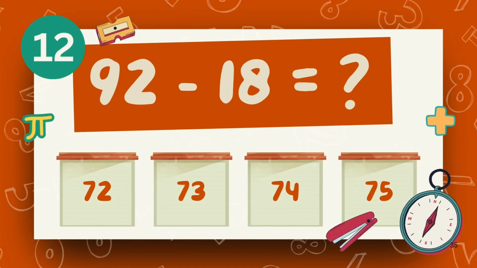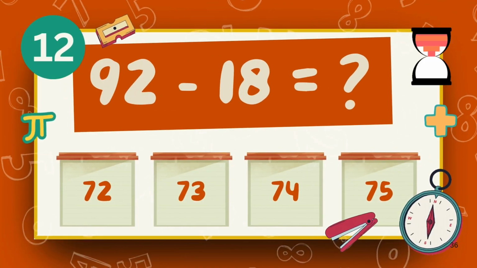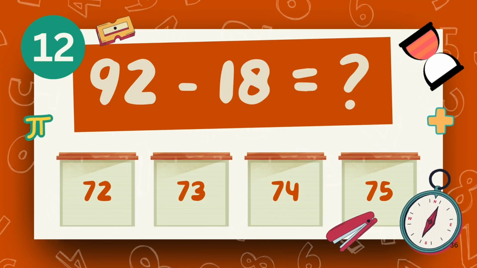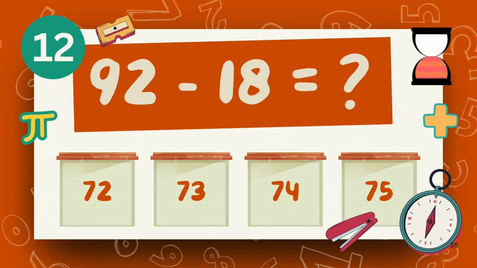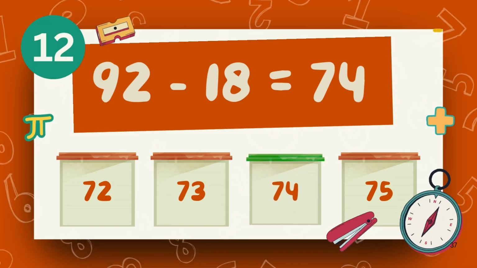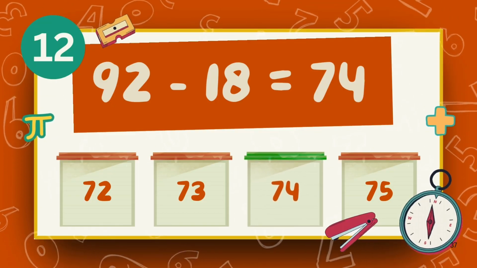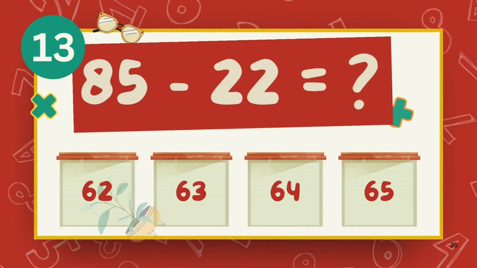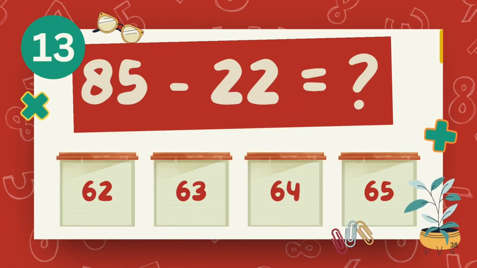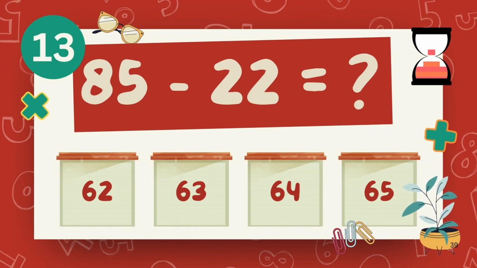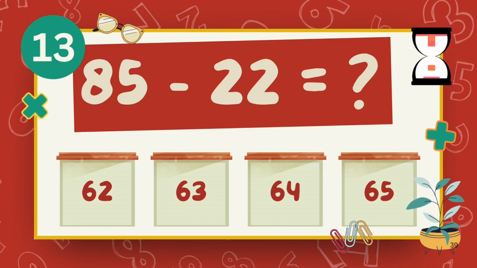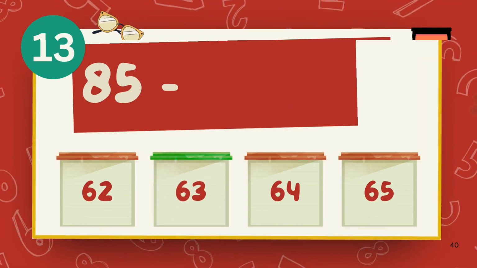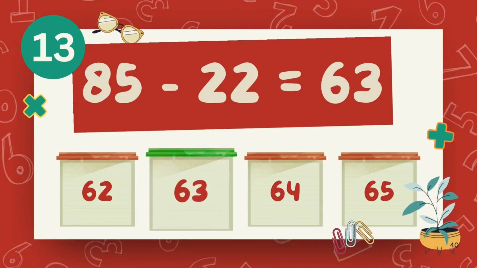What is 92 minus 18? The answer is 74. What is 85 minus 22? The answer is 63.